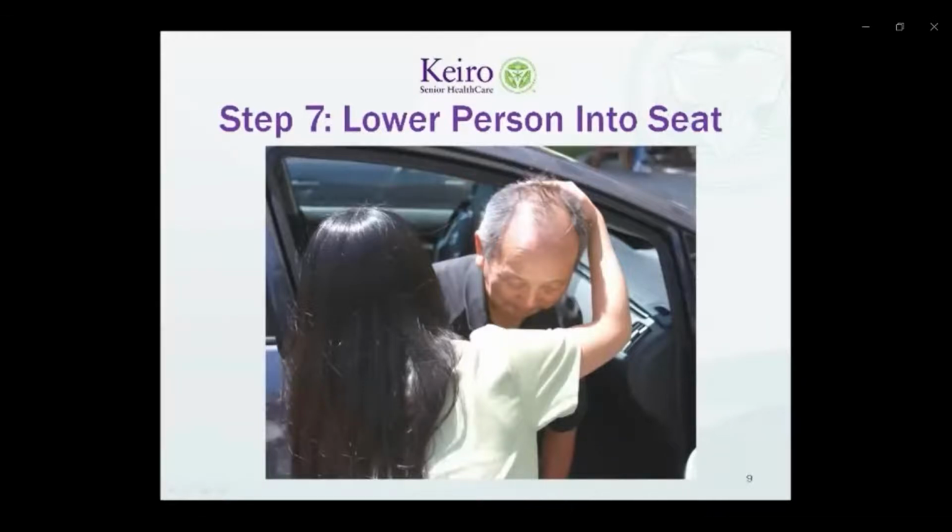Your right hand should be positioned on the back of the care recipient's head to prevent contact with the roof. Slowly lower them into the seat and bend your knees as you go. Remember to keep your back straight.